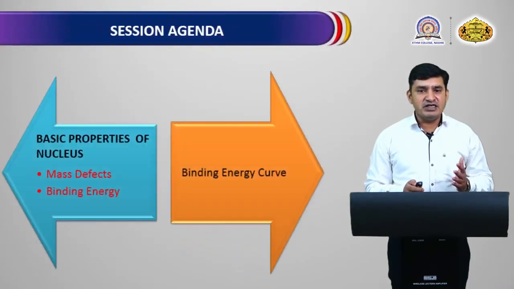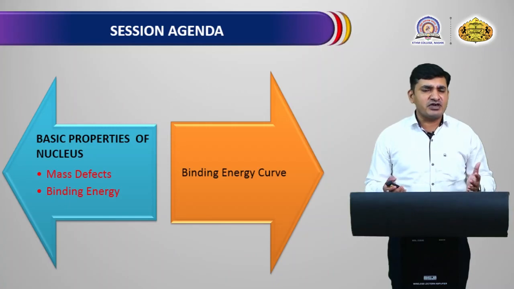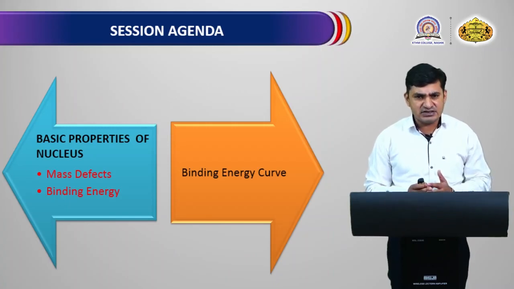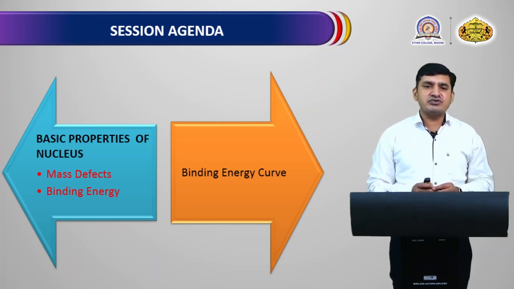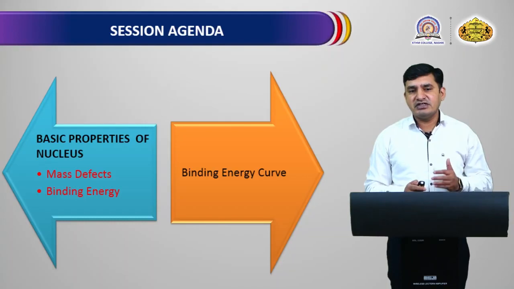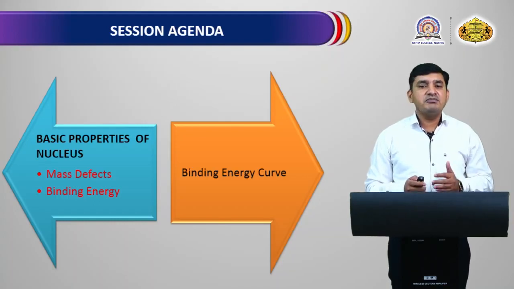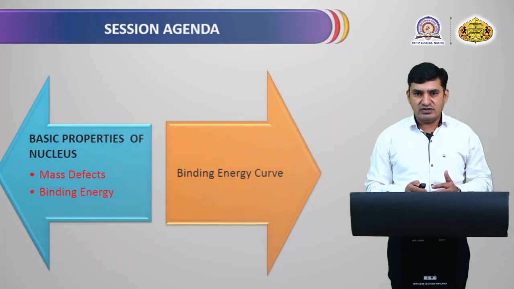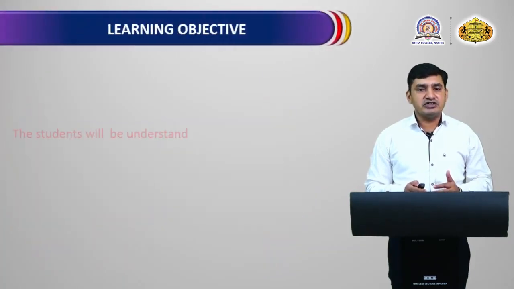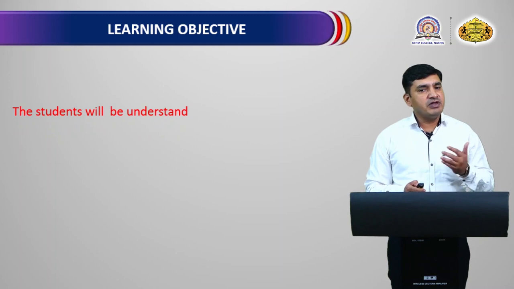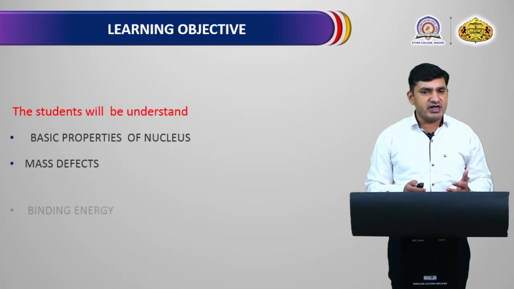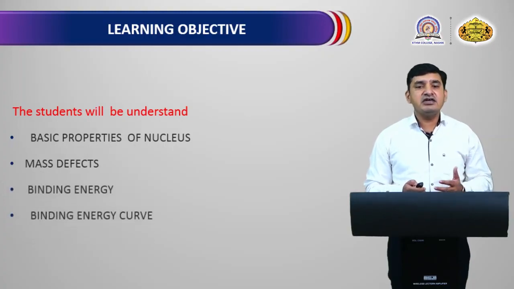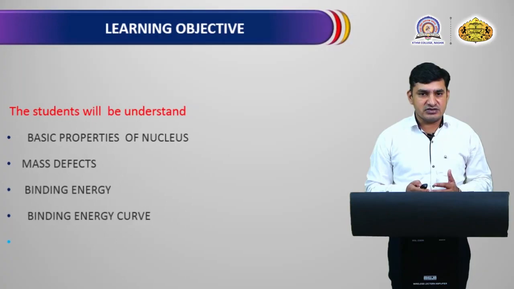Friends, in this lecture we have to see what are the different basic properties of a nucleus, and from these basic properties, we have to see what is a mass defect, what is a binding energy and binding energy curve. After attending this lecture, students will understand the basic properties of a nucleus, that is mass defect, binding energy and binding energy curve.